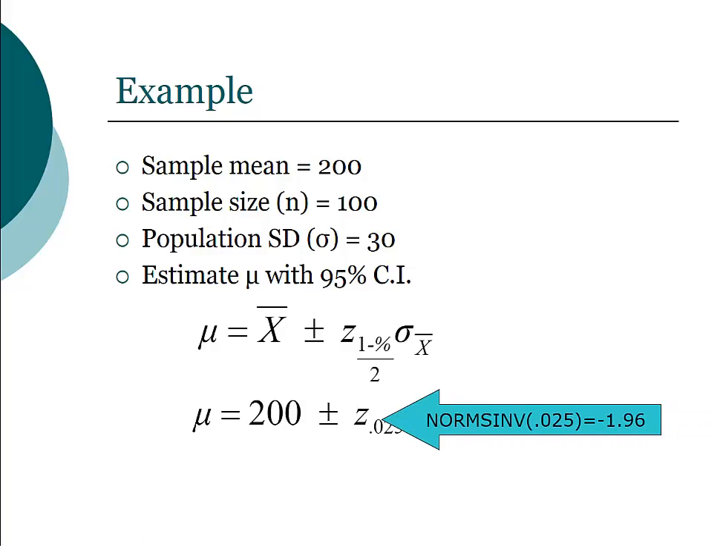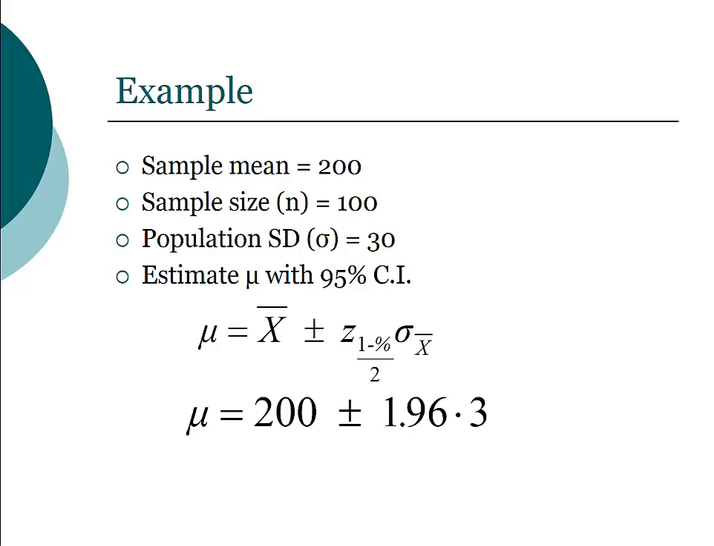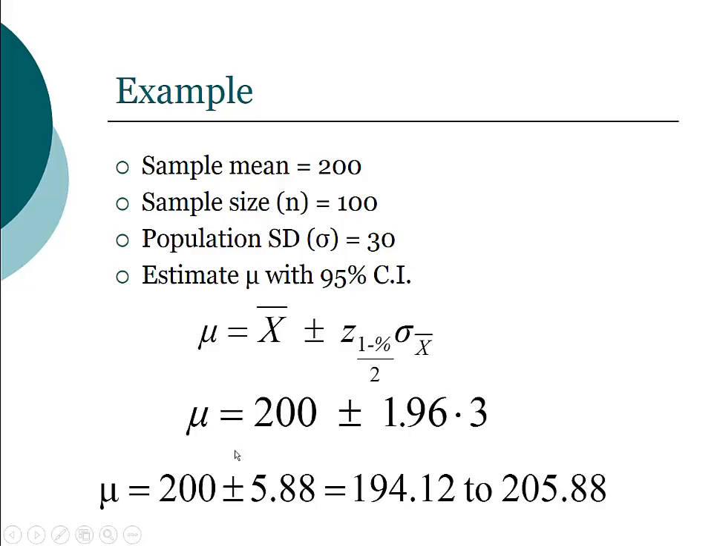And it's going to be 1.96. So we put in 1.96 times 3, and we put in our sample mean of 200 right there. And then we work out what the margin of error is going to be. And so we've got our margin of error is 5.88. So it's 200 plus or minus our margin of error of 5.88.